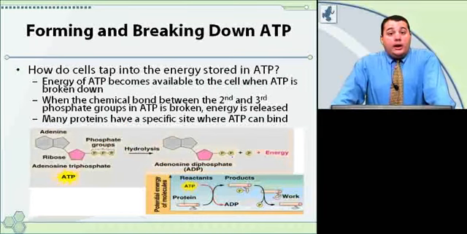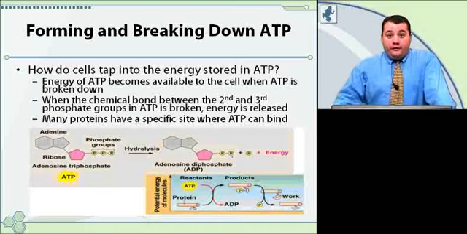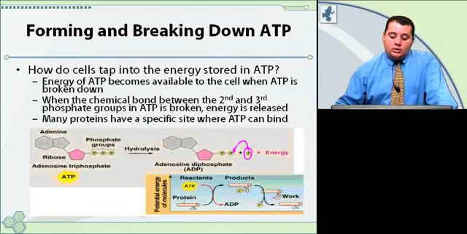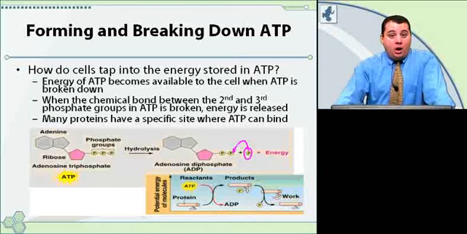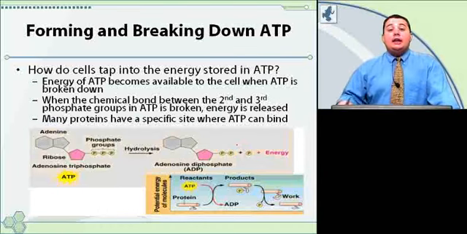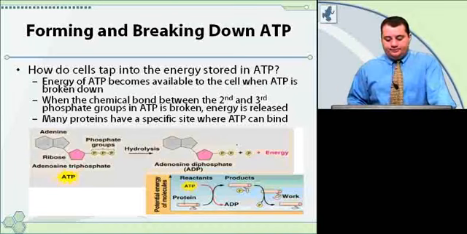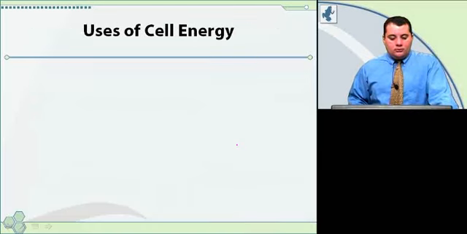Later on, when ATP needs to be reformed, this phosphate is simply reattached to the ADP molecule. This takes place in the mitochondria, and we will discuss this in further lessons.